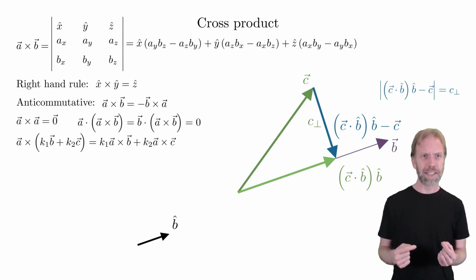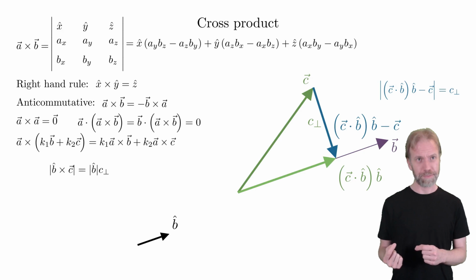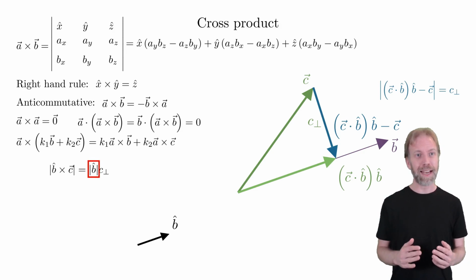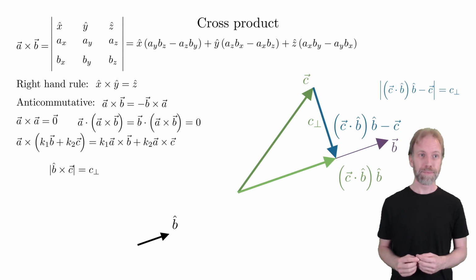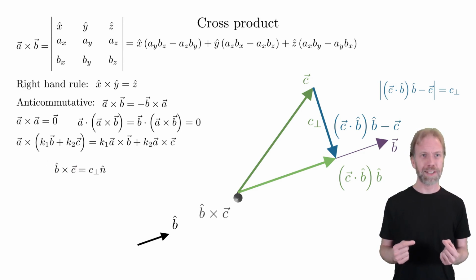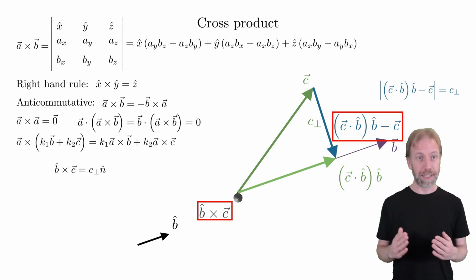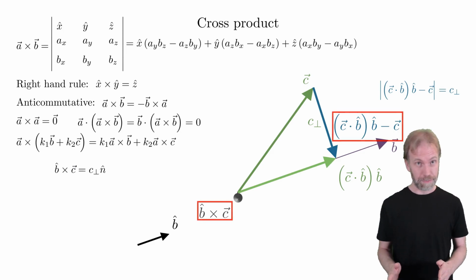Let us start by taking the cross product b hat cross c. As we defined, b hat cross c is the length of b hat times the perpendicular part of c. We can use that b hat has unit length, and hence the length of b hat cross c is c perpendicular. Let us call the direction of the cross product n hat. We see that b hat cross c has the same length as the perpendicular vector, but a different direction.